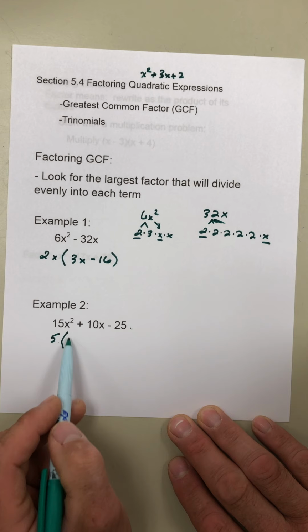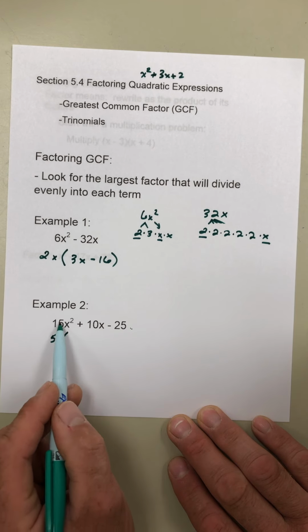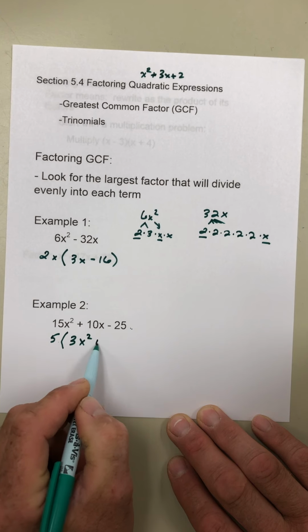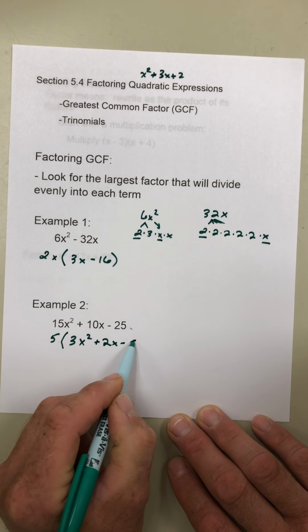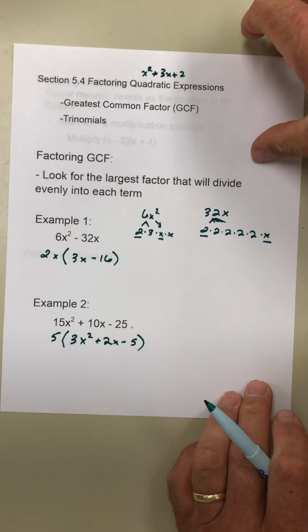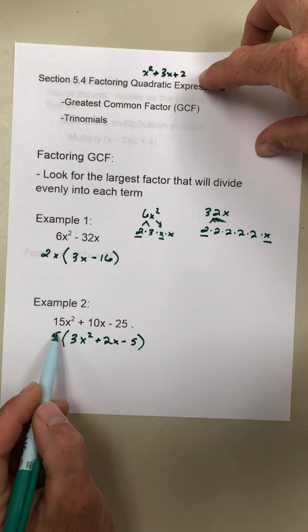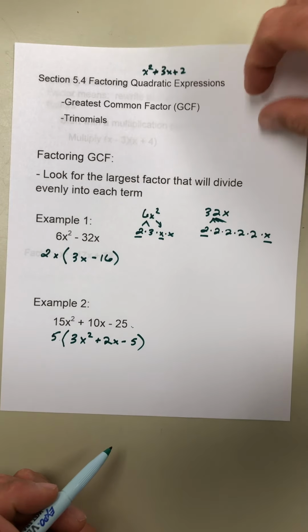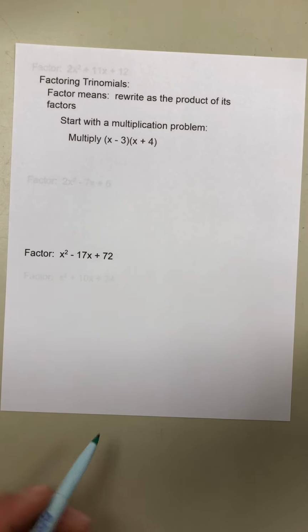So in parentheses, I'm going to put what we have left over once I divide 5 into each of these terms. So I get 3x squared plus 2x minus 5. And that's going to be our factored form after we take out our GCF. Again, remember, we could multiply that 5 in and get that original expression. When we factor a trinomial, remember again, factoring means to rewrite as the product of factors.